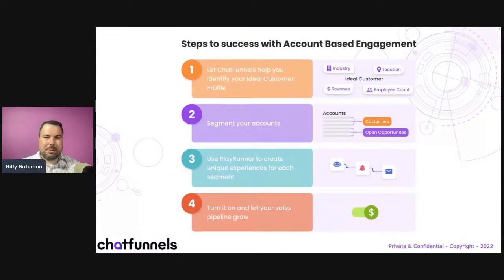So here are our steps to success with account-based engagement if you're using Chat Funnels. First thing, we actually do the work for you on the ideal customer profile. Hook up Salesforce, and we're going to look at your accounts and tell you, based on who your customers are, who you should be targeting. Next, segment your accounts based on where they are in the customer life cycle: current customers, open opportunities, prospects, target accounts, and then unknown accounts based off industry, revenue range, all of that. Then use the Play Runner to engage each segment with a unique experience based on where they are in your customer life cycle, and let that pipeline grow and retention increase.